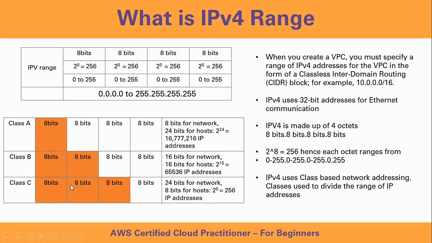For class C, 24 bits are reserved for the network. 8 plus 8 plus 8, that's 24. And only 8 bits are available for hosts. So 2 to the power 8, which equals 256 IP addresses.